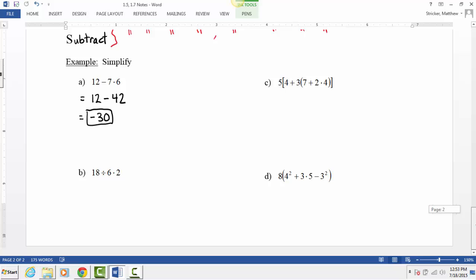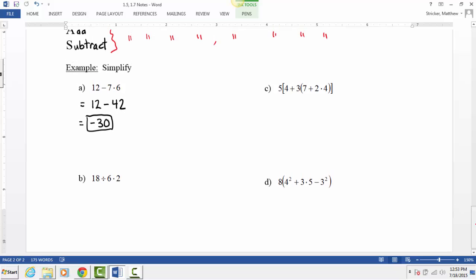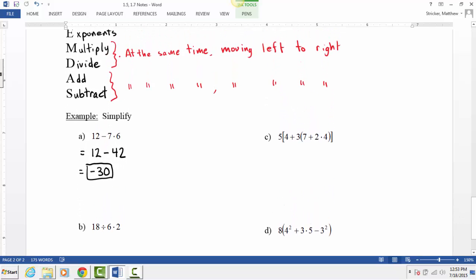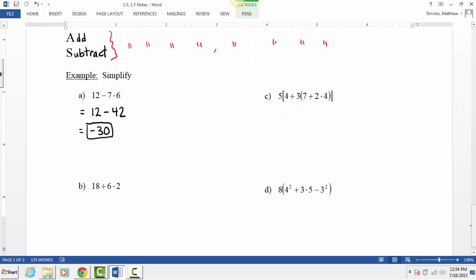Point with that first example though is that you have to multiply before you subtract. Moving on to example B, well, the two operations are divide and multiply. If I go back and look at PEMDAS, divide and multiply are at the same time, but I don't do multiply before divide. I do it at the same time, moving left to right. So if I'm moving left to right, I'm going to do the divide before the multiply. So if I divide first, 18 divided by 6 is 3. I still have the times 2, and 3 times 2 is 6.